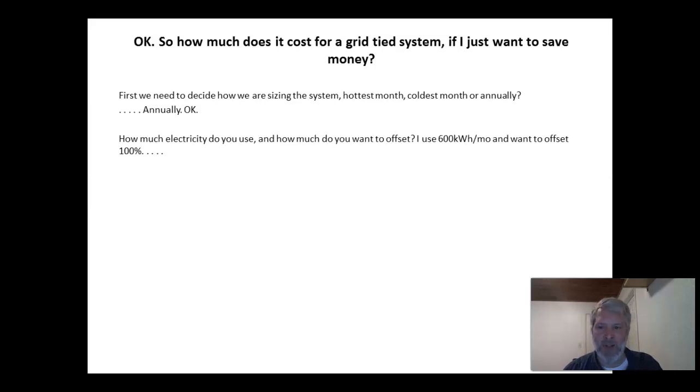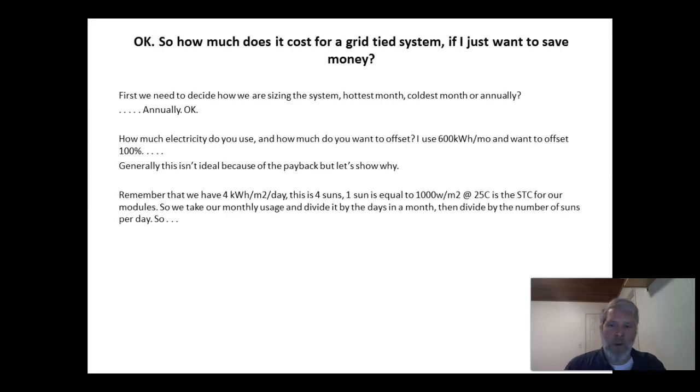And then how much electricity do you want to use? Let's say that I use 600 kilowatt hours a month and I want to offset 100%. Well, this isn't ideal for the payback, but we're going to show why. Remember that 4 kilowatt hours is the annual, 4 suns, and 1 sun is equal to 1,000 watts per meter squared at 25 C for STC.